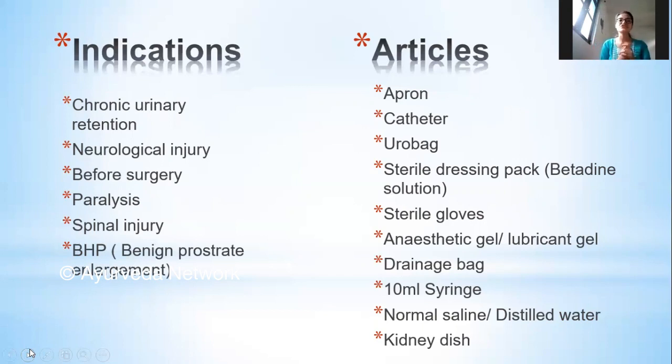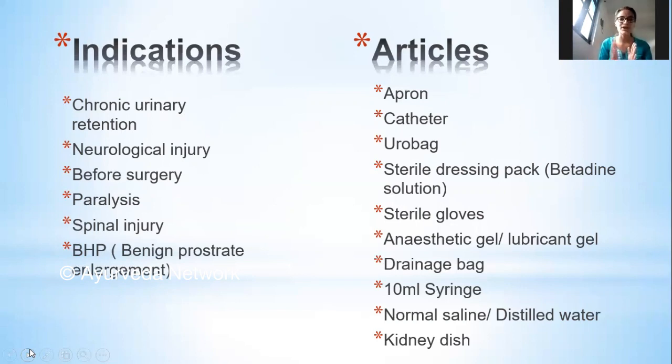Articles first: of course, you need an apron which you are going to wear. Then you need a catheter, and you have to attach that catheter to a Euro bag. After that, to clean the patient, you would require a sterile dressing pack. In India, we use betadine solution. Next, you would require a pair of sterile gloves. And when you are doing this procedure, I'll tell you how and when you instill this: a lubricating gel like lignocaine gel, which is also anesthetic in nature. How you are using that, we'll be discussing further.